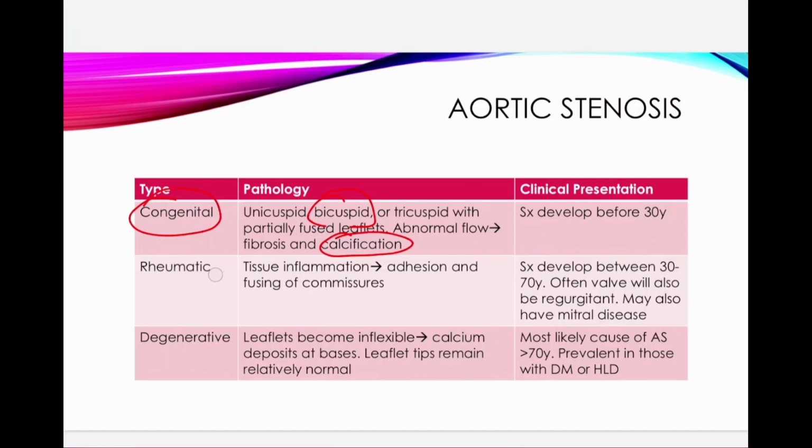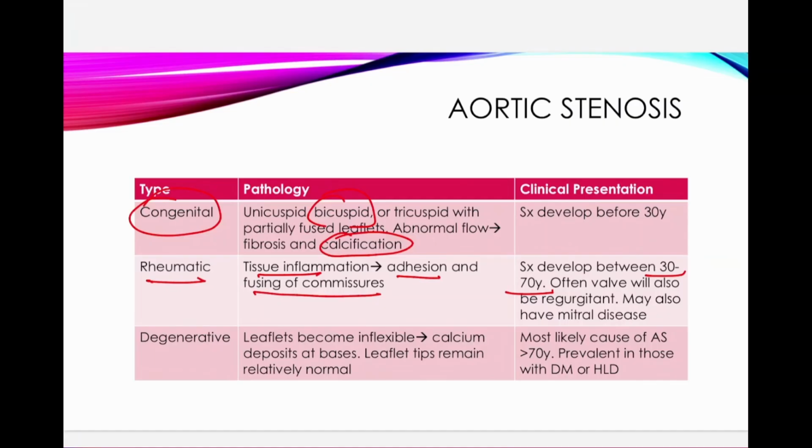If they had rheumatic fever as a child, isn't that one of the questions you ask everyone on your history? Any childhood illnesses, history of rheumatic fever as a child? The reason you ask about rheumatic fever is because rheumatic fever can affect your valves. So it causes tissue inflammation, which causes adhesion and fusing of the commissures. So those little leaflets start to fuse together. If they're fusing together, what's happening to your aortic valve area? Decreasing, causing stenosis. In this case, symptoms develop between ages 30 and 70. And the valve may also have some regurgitant flow as well.